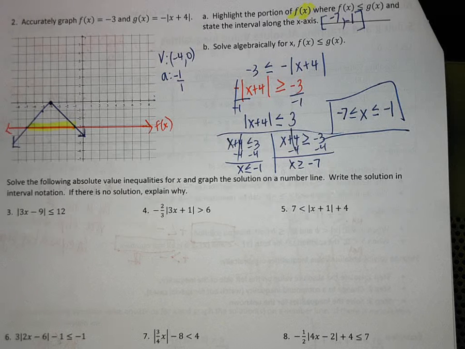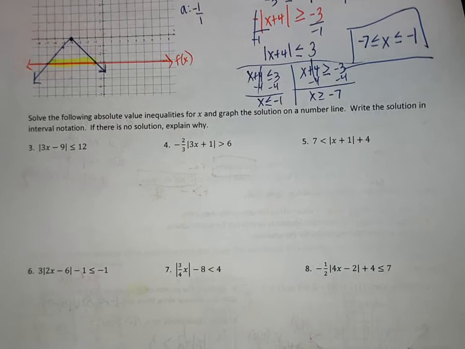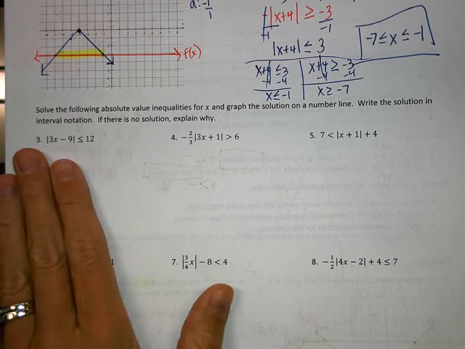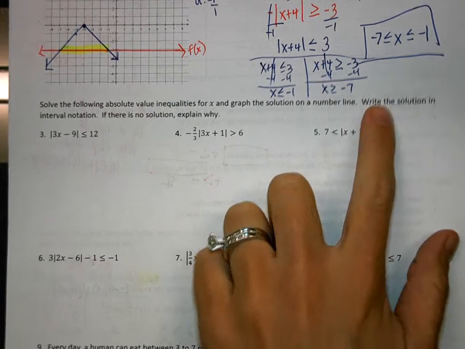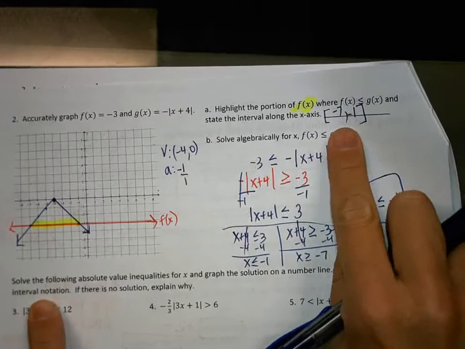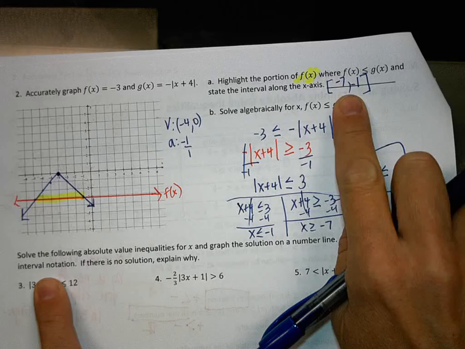So the second part of your homework is just solving these inequalities algebraically. You don't have to graph them. It says to write the solution in interval notation. Interval notation is when you use brackets and parentheses and stuff, okay? So once we get our answers, we're going to write them like that.